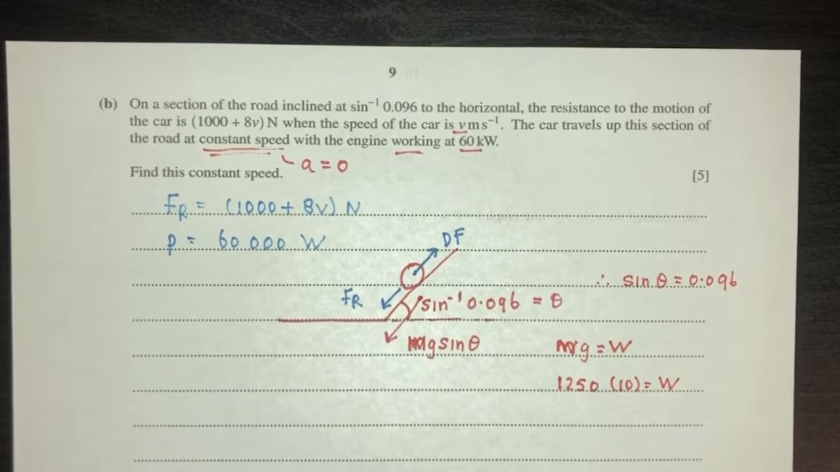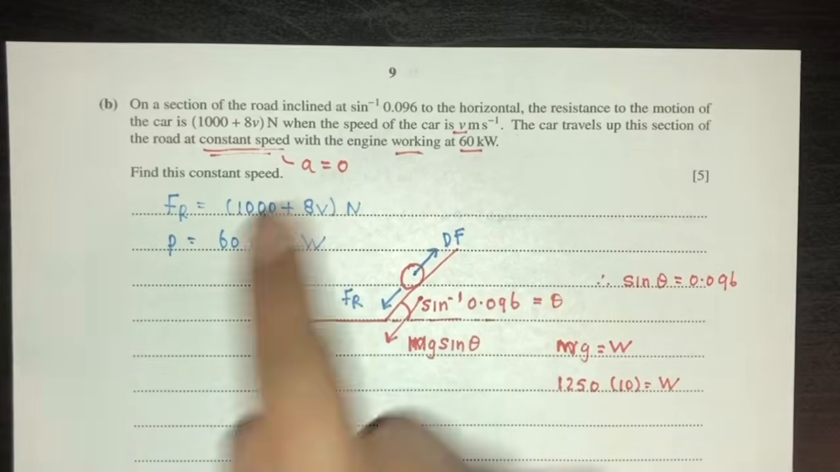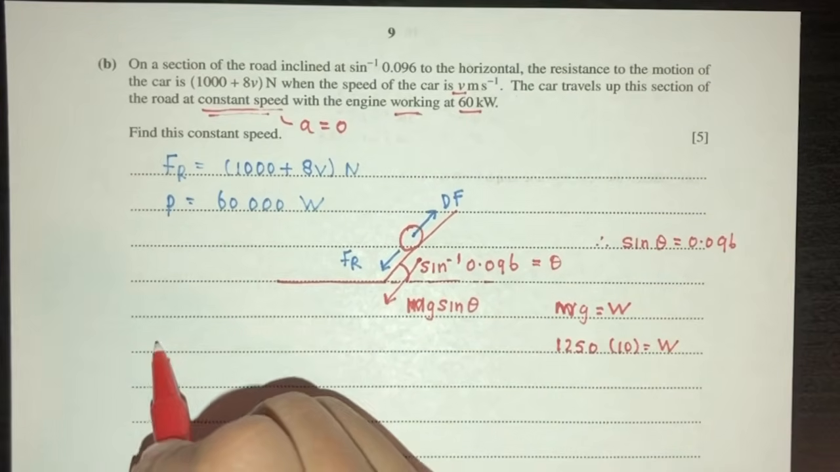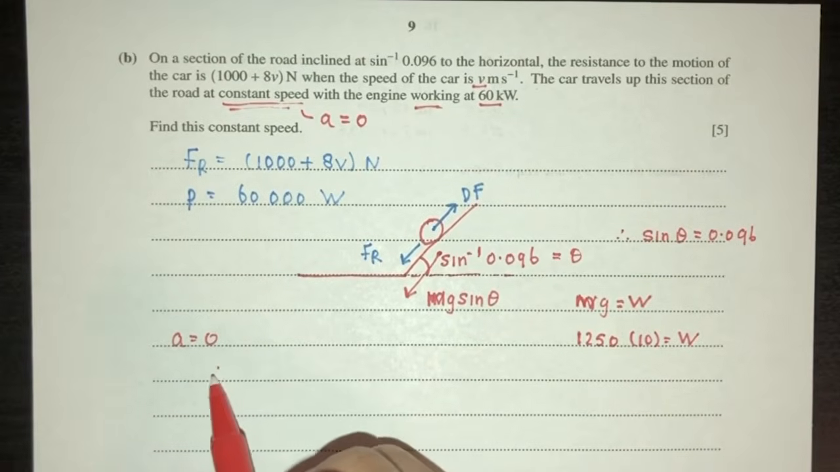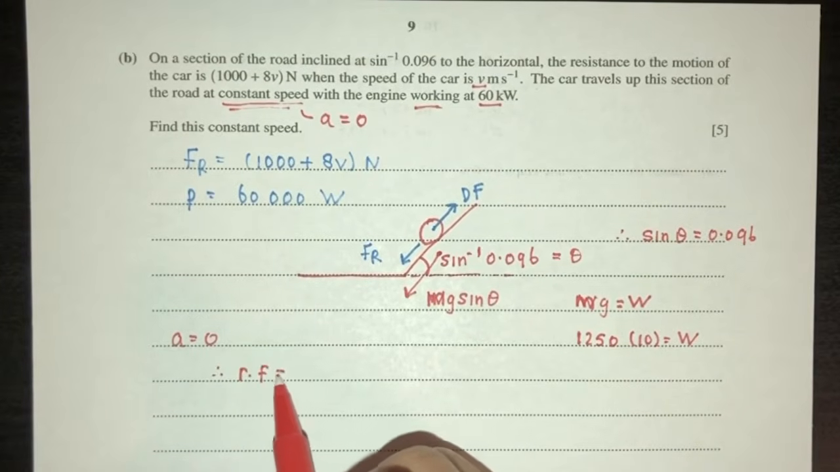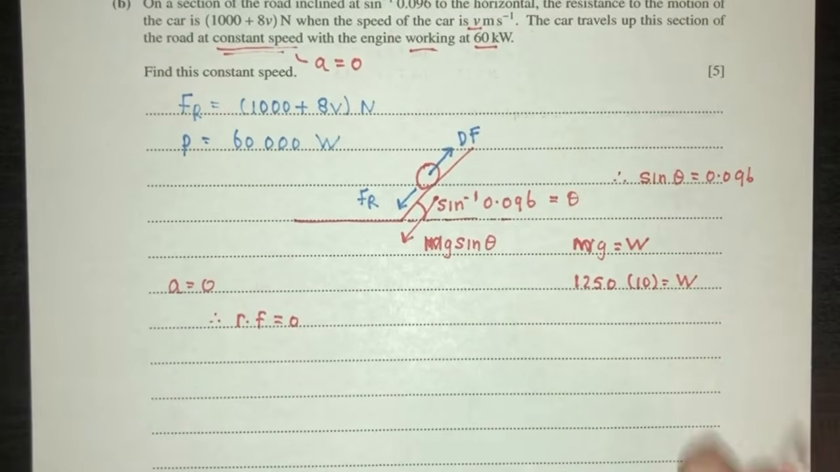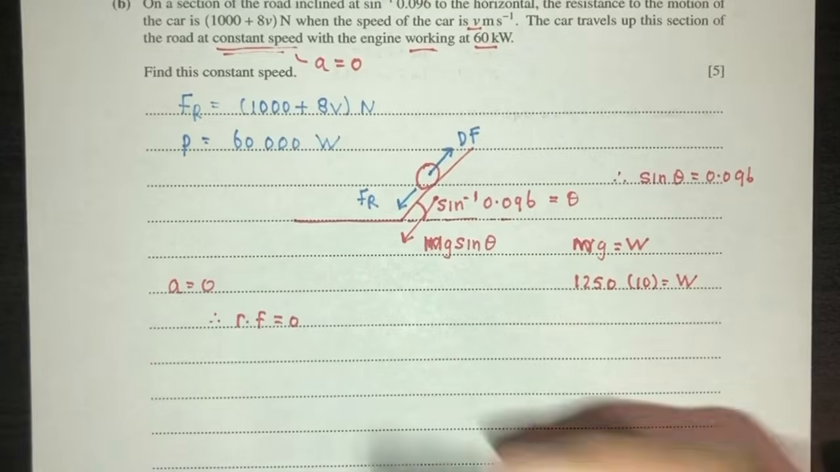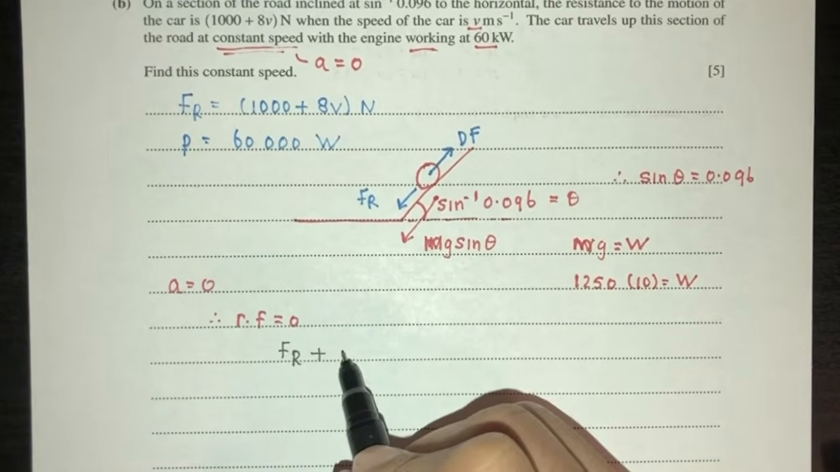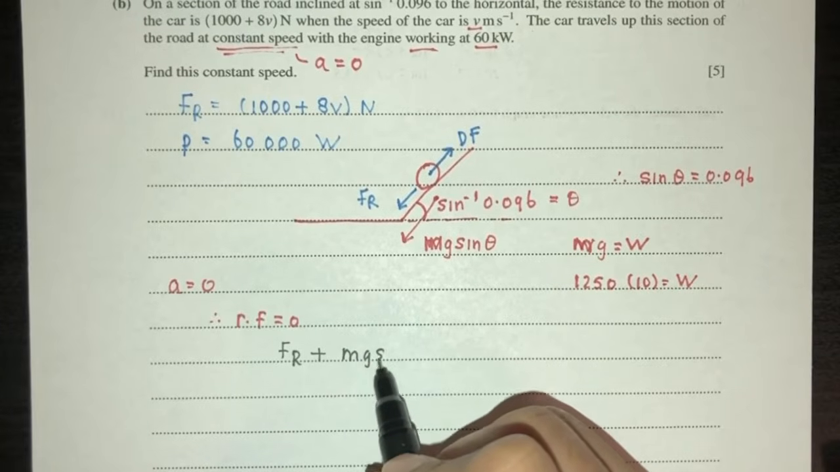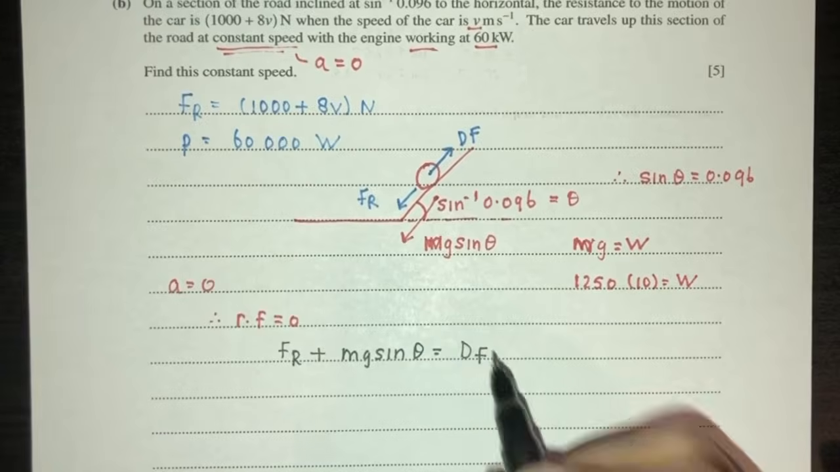Now let's replace the values in the equation. Because it is traveling at a constant speed, we have acceleration equal to 0. Because our acceleration is 0, it means that your resultant force is 0. So the force going up is equal to your force going down. Let's write this down. The force down will be Fr plus mg sine of theta, equal to the force going up, which is your driving force.